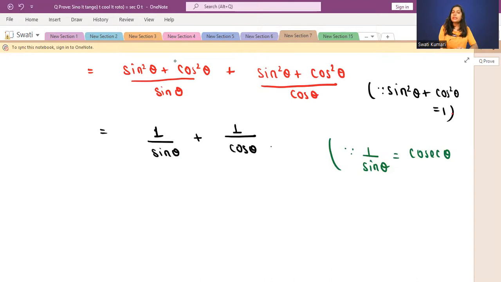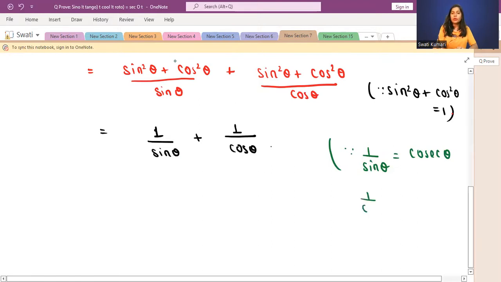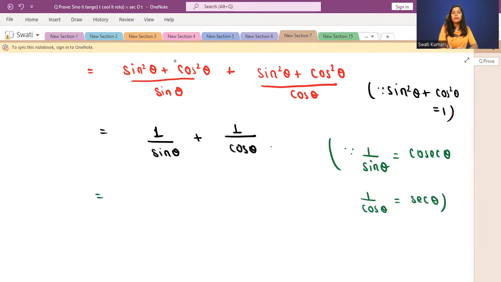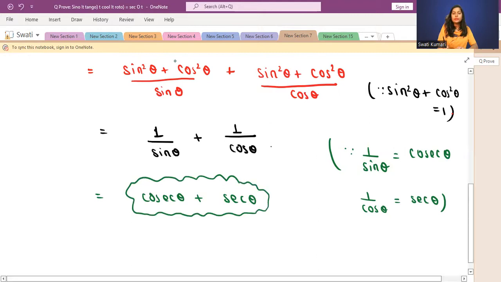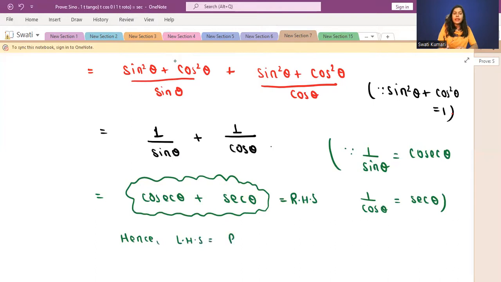So the formula for 1 upon sine theta is cosec theta, and for 1 upon cos theta, the formula is sec theta. So using these two formulas, I'm going to write down 1 upon sine theta as cosec theta plus 1 upon cos theta as sec theta. And you can see that this is nothing but our RHS, the right hand side, which we wanted to prove. So it is equal to the right hand side. And hence LHS, that means left hand side, equals right hand side. We have proved.